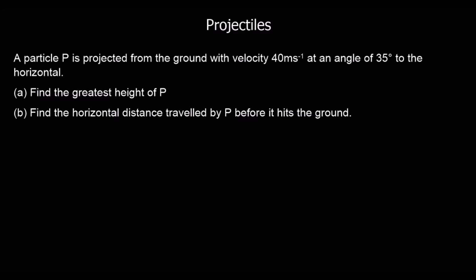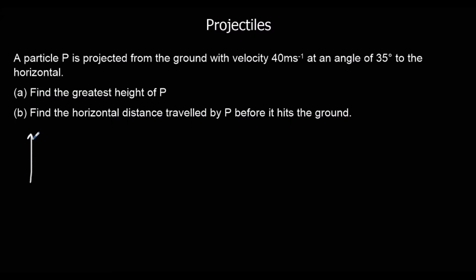This video is about projectiles. This is where we've got a particle moving with a horizontal and a vertical component. So a particle P is projected from the ground with velocity of 40 meters per second at an angle of 35 degrees to the horizontal.